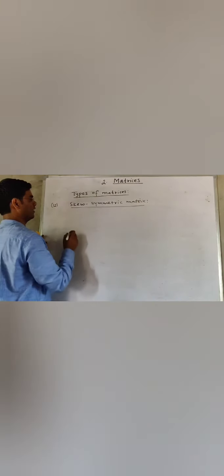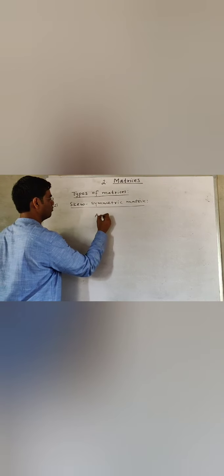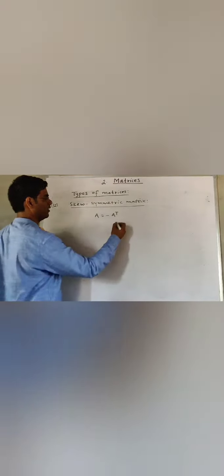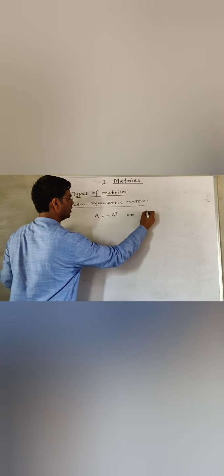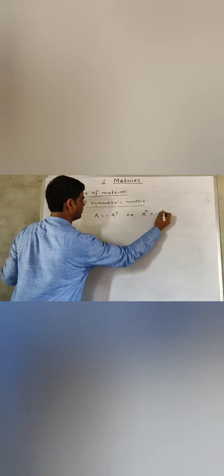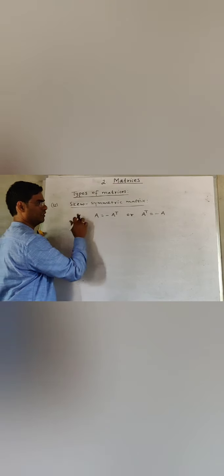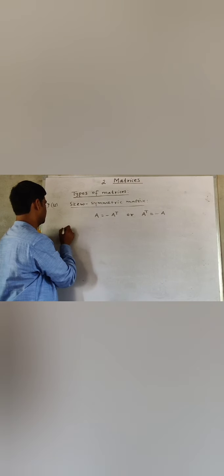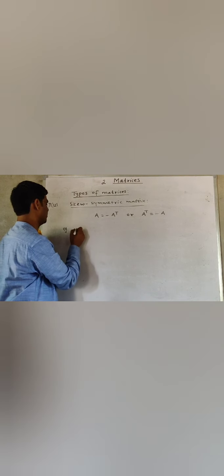A skew symmetric matrix is a matrix in which A equals minus of A transpose, or A transpose equals minus of A. If you take the minus sign to the left-hand side, it becomes A transpose equal to minus of A. Let us take an example of a skew symmetric matrix.